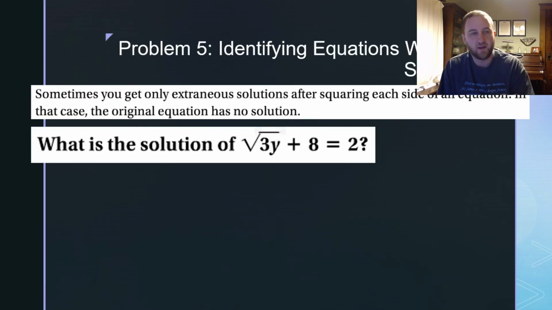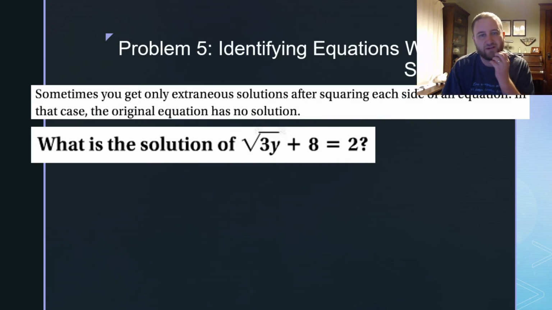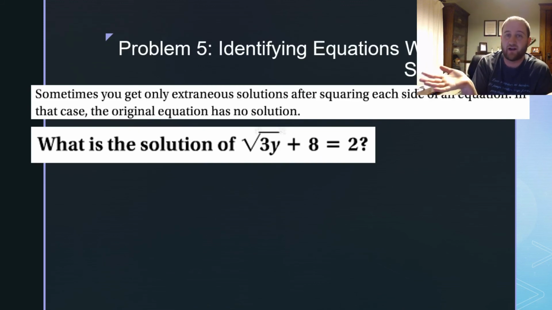Okay? Last problem. Identifying equations with no solution. Sometimes you can only get extraneous solutions after squaring each side of the equation. In that case, the original equation has no solution. So basically, if the solutions that you find are all extraneous, that means there's no solution.